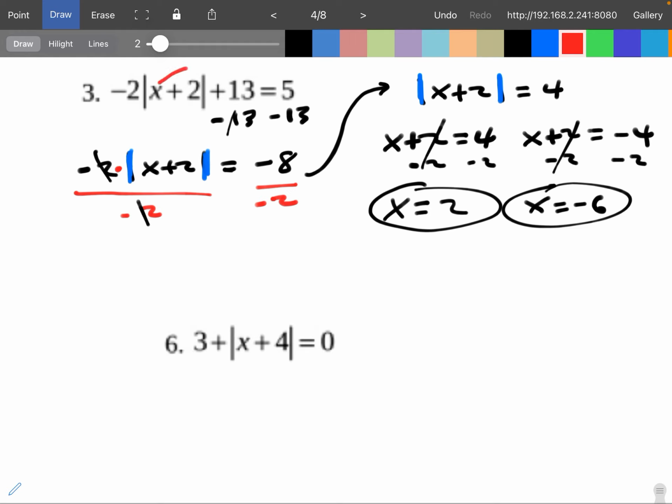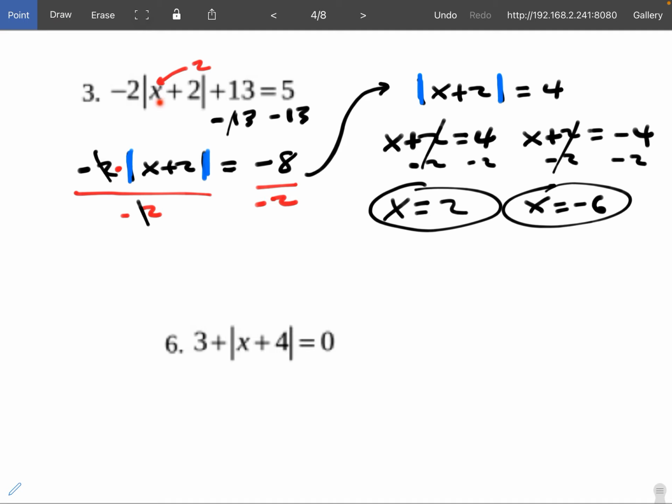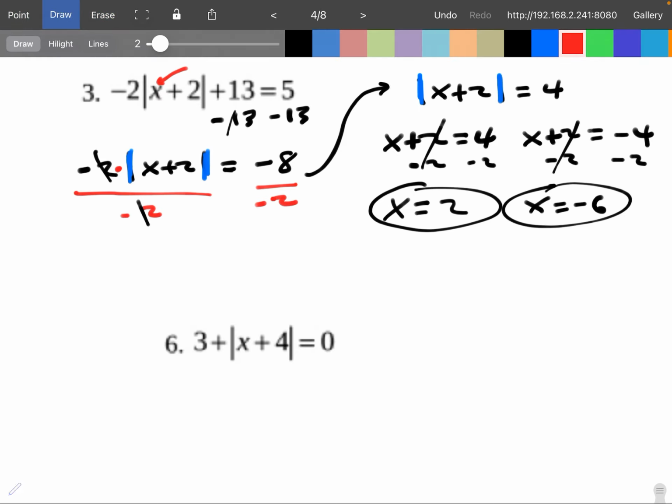So we're going to plug in 2 right here, right? Put 2 in there. So what's 2 plus 2? 4. Absolute value of 4. That's 4. 4 times -2? -8 plus 13? 5. So it's correct. Then you try the other one, you try -6.